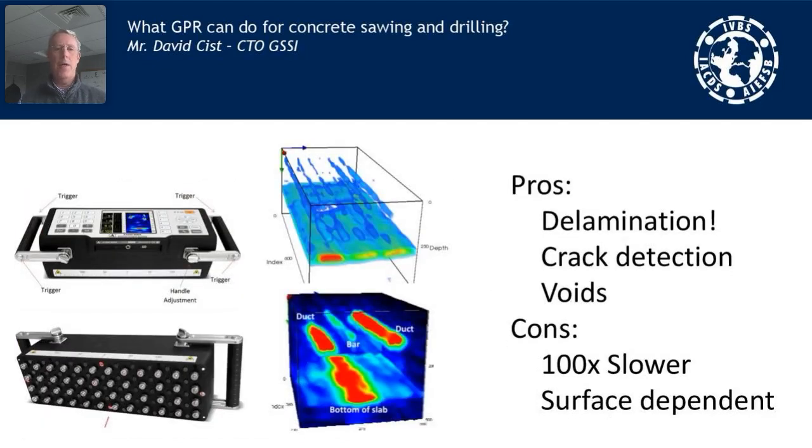Ultrasound is also very similar to GPR. It gives really great pictures, similar to GPR. One of the great things it can do is faint delamination detection, which is hard for GPR. So any kind of air gap will show up and break the signal, which is good. It will detect cracks and voids. The cons are that it's very slow and very surface dependent. For many jobs, the surfaces are not good enough or not conductive enough for ultrasound to work very well.